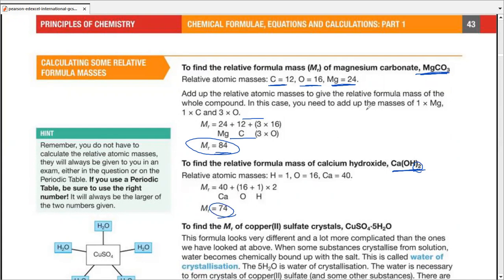Now, solve this bracket for me because it's going to be a little bit trickier than this one. Why don't you go ahead and calculate this one? Let me help you with it. Aluminum is 27, sulfur is 32, and oxygen is 16. Make sure you have a calculator nearby because in these 2 chapters, you can't work without a calculator.